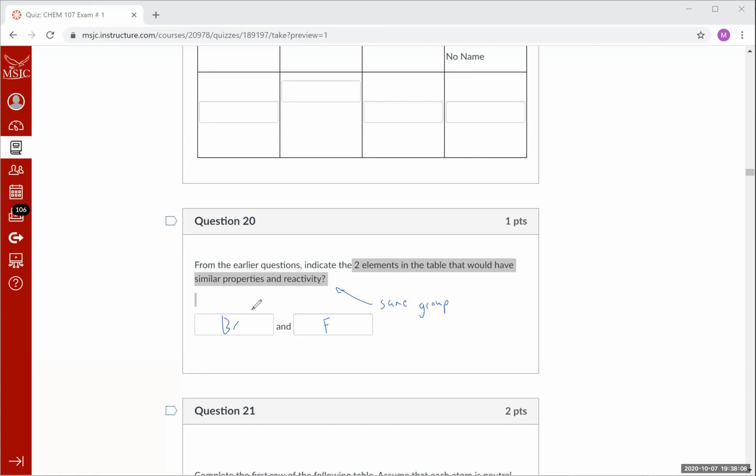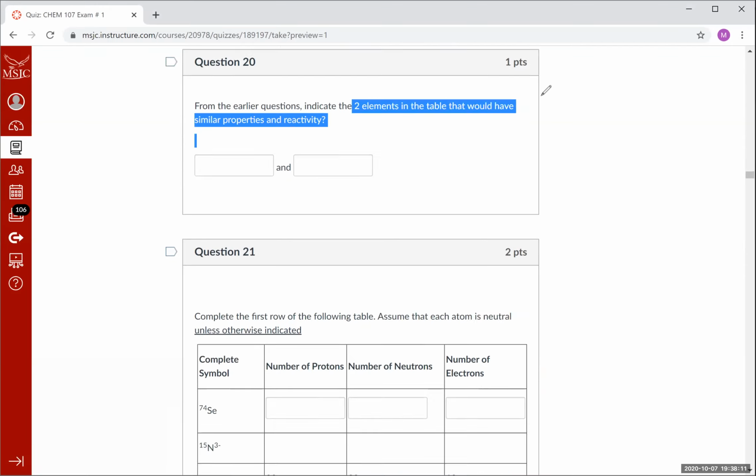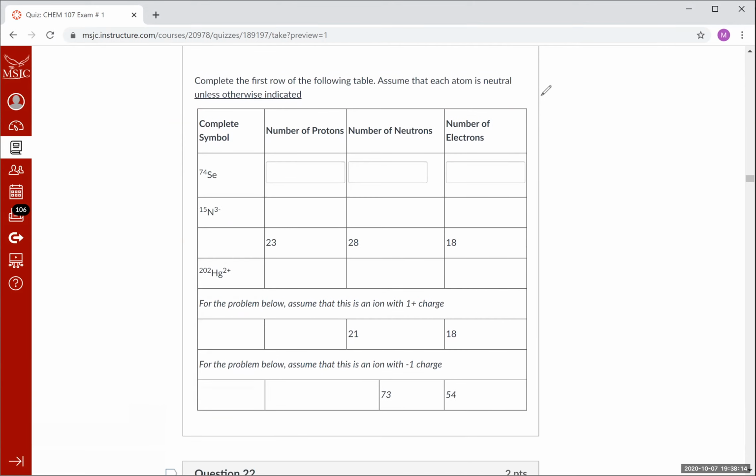Okay, so let's keep going with this. And let's fill out the following table. This is isotope notation. So looking at selenium, we have selenium 74. So we know the mass number is equal to 74. If we look up selenium in the periodic table, what is our atomic number equal to? 34. Okay, so our atomic number is 34. Ergo, our number of protons is 34.